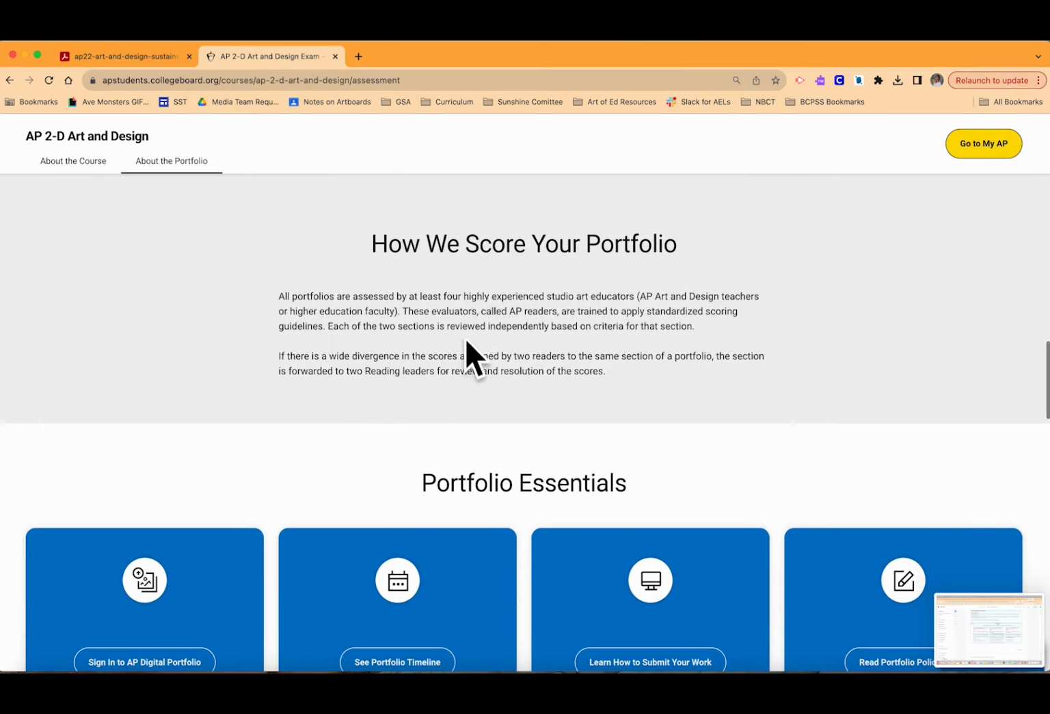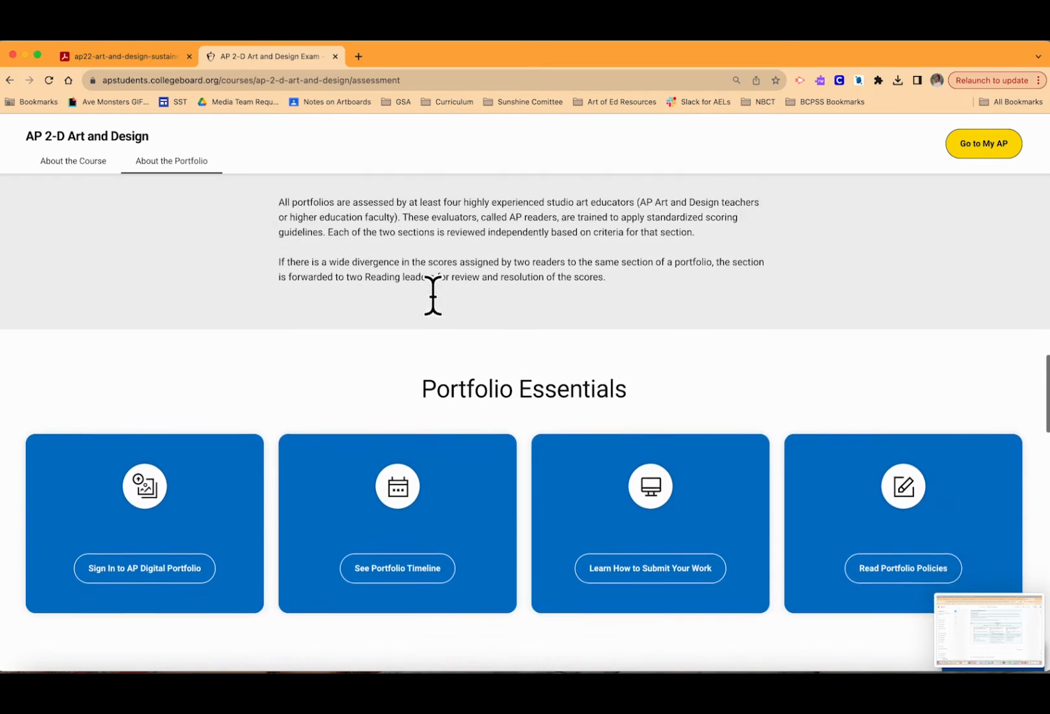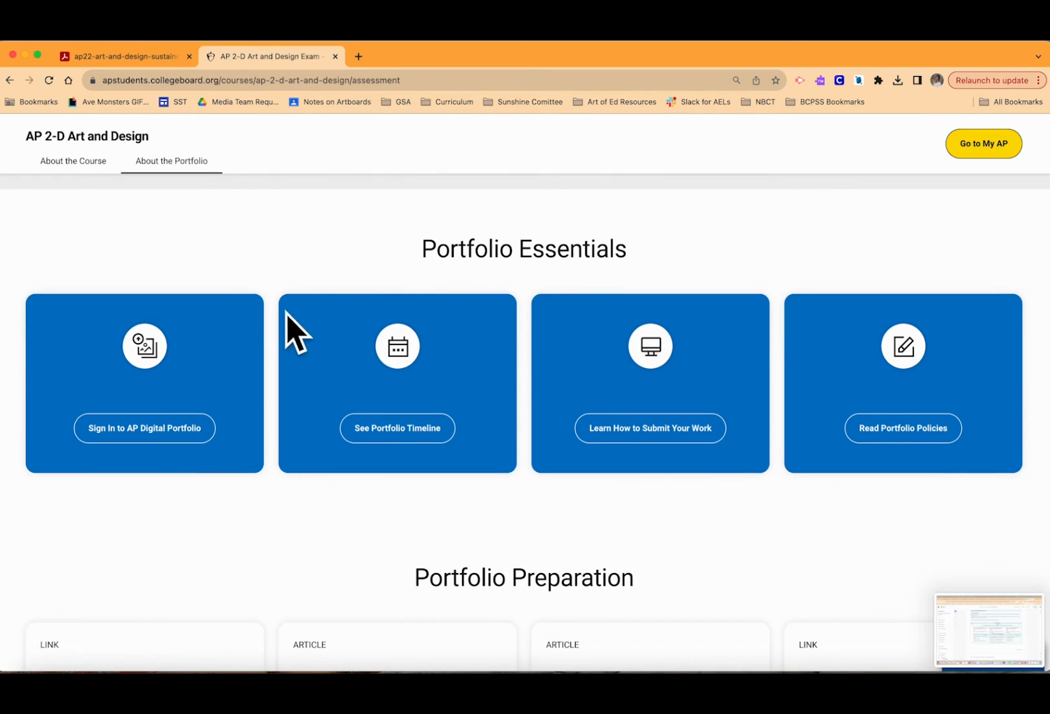And then you can also read about how they score the portfolio. You can check out the digital portfolio website where you eventually submit your work. So if you're ever wondering, how the heck do I get to that? If you go to the AP 2D Art and Design page and then click About the Portfolio and scroll to the bottom, it's right there.